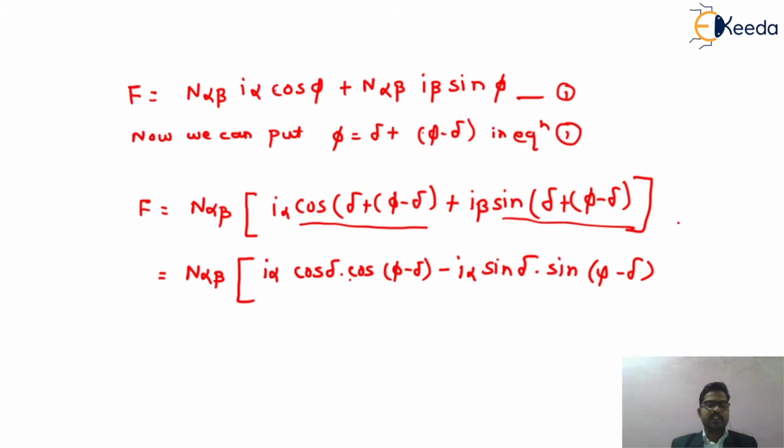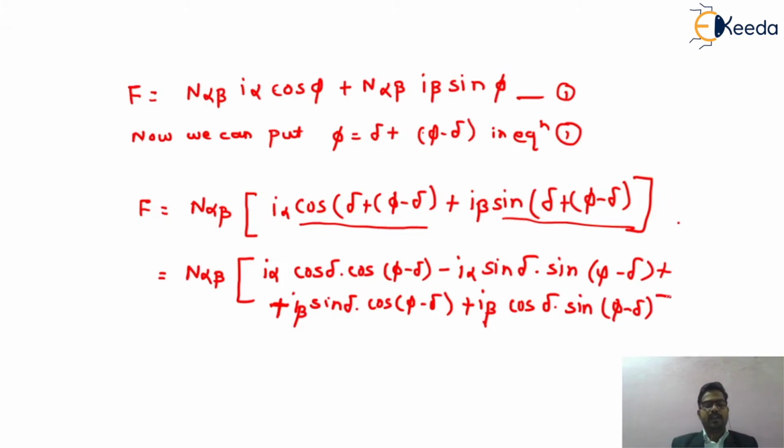Again we want to calculate the second term, so plus, we can continue this term, plus again we want to calculate the value of sine (a plus b). So it will be the current I beta into sine a into cos b, that is cos (phi minus delta), plus I beta, the current in the B coil, into cos a into sine b. So this is the mathematical formulation.